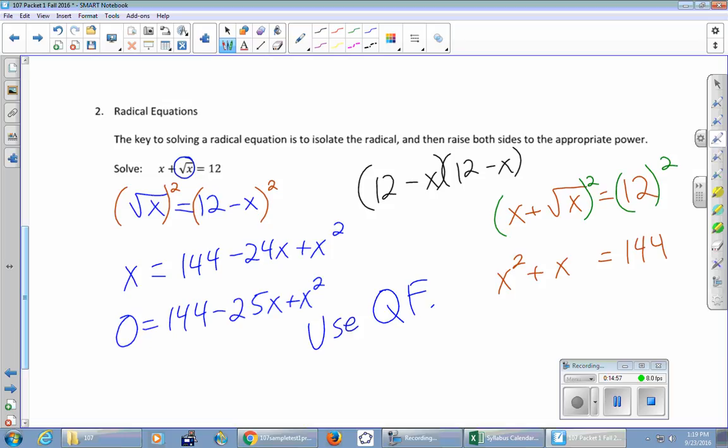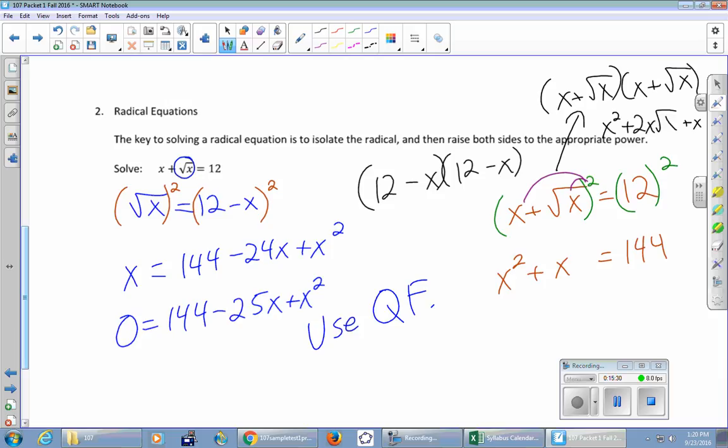This is that same mistake that we made before. You can't just square both of the things in the parentheses, right? What we'd really need to do is write x plus the square root of x times itself. And so, sure, x squared is the first term, and plus x is the last term. That's nice. But then the outers, what do you get? X radical x. And the inners? Another x radical x, and they don't combine. You just get two of them.